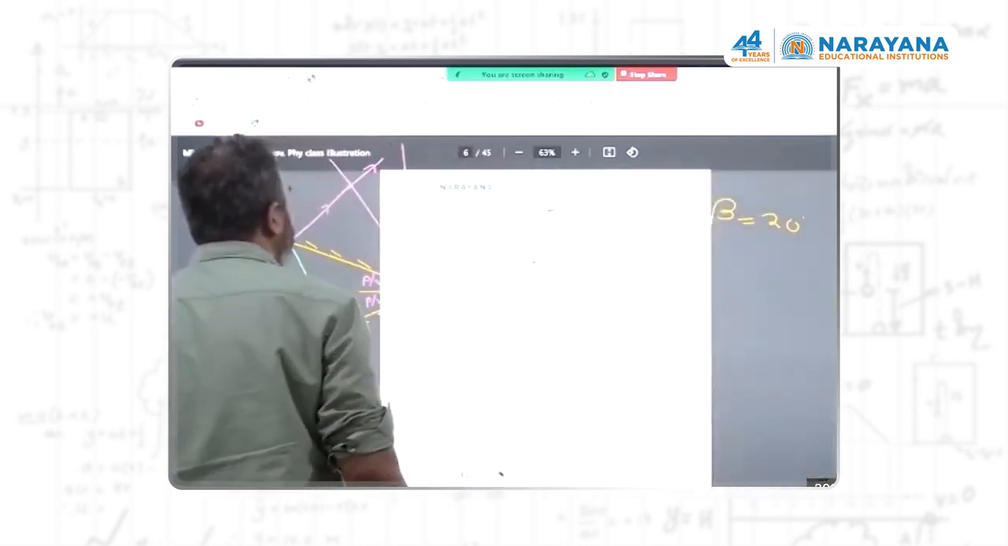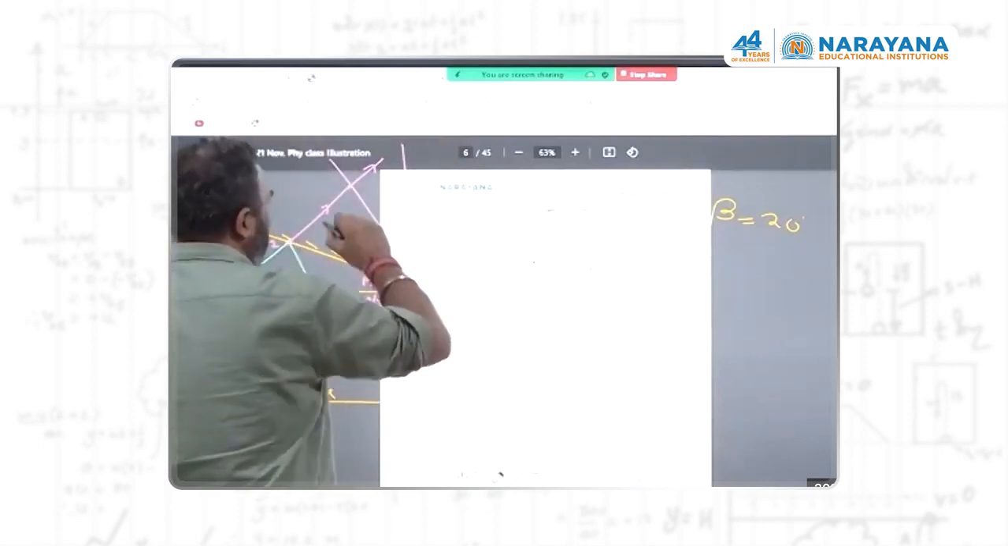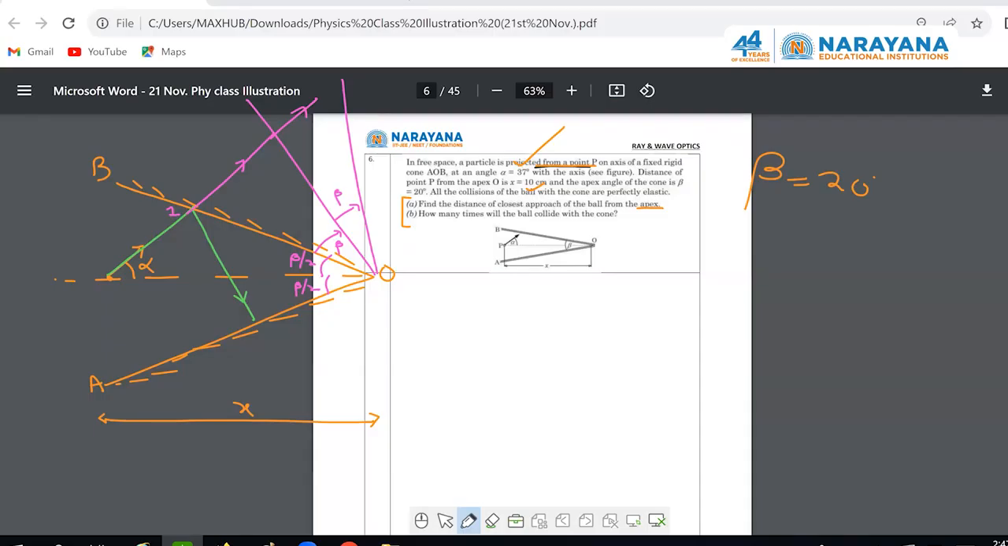If you have to find out the distance of closest approach, I knew this thing, that I'm not letting my beam get reflected. I will let it move straight, and I will keep on reflecting the faces. And the shortest distance is the perpendicular distance. So as far as part A of the problem is concerned, that will come out as x sine alpha. Easily I'll get my answer.